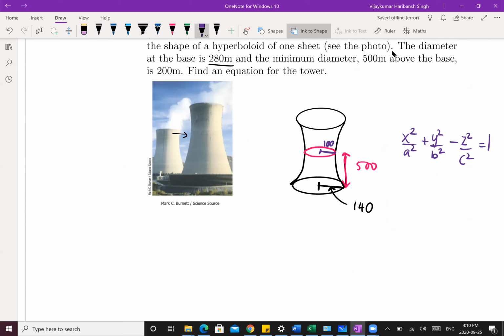Now, how do I decide? Note that in the horizontal plane, it's an ellipse, so it makes sense that the minus sign is here. If the minus sign is somewhere else and the others are plus, it will still be a hyperboloid of one sheet, but the thing will be tilted.